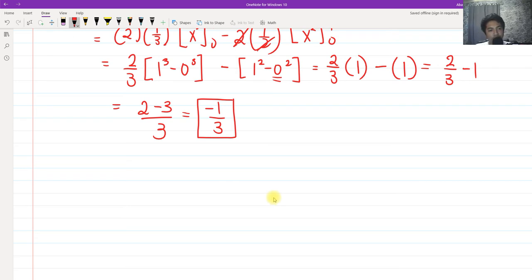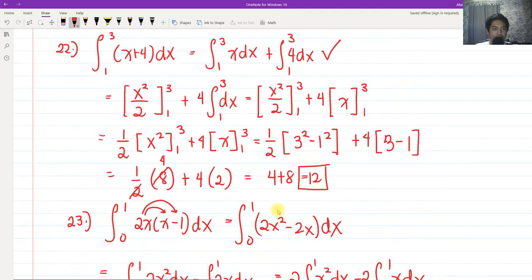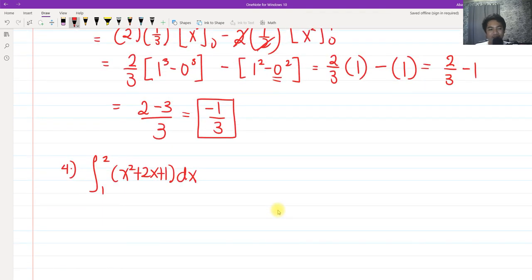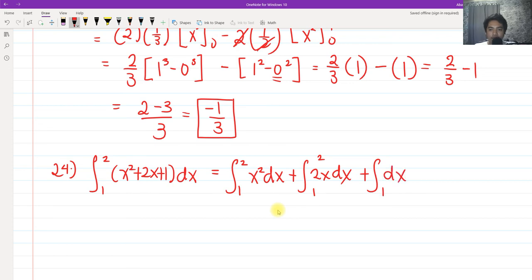So number 4, we have the integral of x squared plus 2x plus 1 dx evaluated from 1 to 2. Not number 4, I mean, this is number 24. So we have to number it. So the same rule applies. We can separate this since this is a summation. We can write it as this, then we have plus dx. 1 dx, or simply dx.